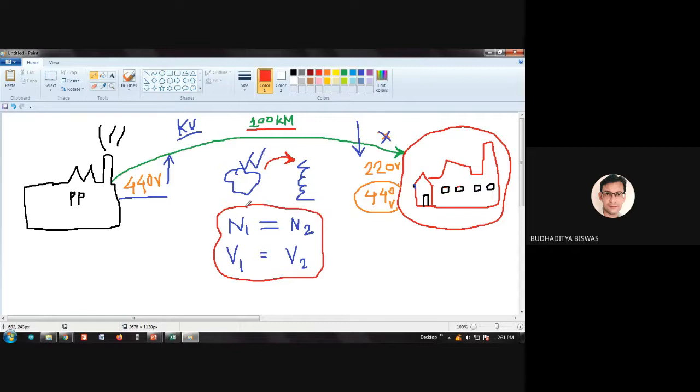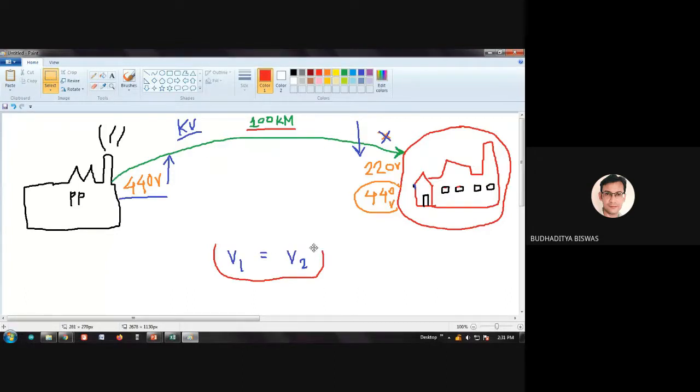Got it? This is a separate thing, where the primary and secondary have the same number of turns. But we are actually talking about the transformer where the primary and secondary have different numbers of turns, and they are actually used to transmit or distribute power. This one is called the power transmission purpose. This one is called the power distribution purpose. So the transformer which is used for power transmission and distribution purpose is called the power transformer.